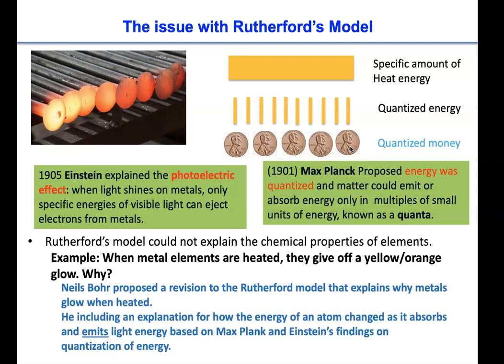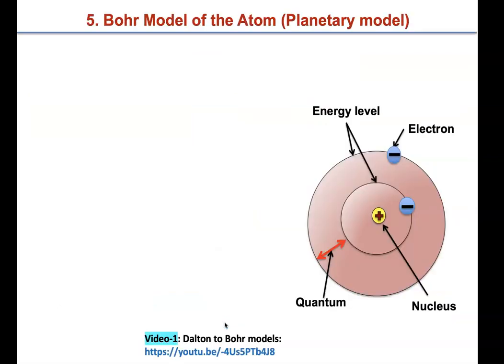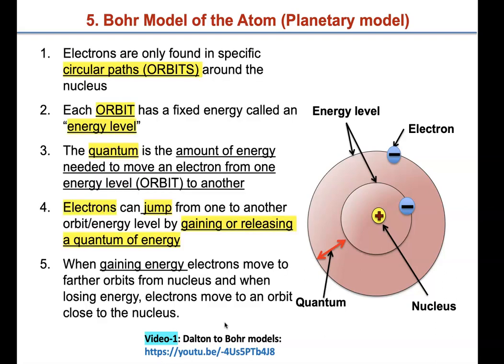That led Niels Bohr to think that electrons that were ejected also had energy that was quantized. So he included an explanation for how the energy of an atom changed as it absorbs or emits energy, light energy, based on Max Planck and Einstein's findings on quanta. Electrons in Bohr's model, which was called the planetary model, he did no experiments, just based on other research that was published.